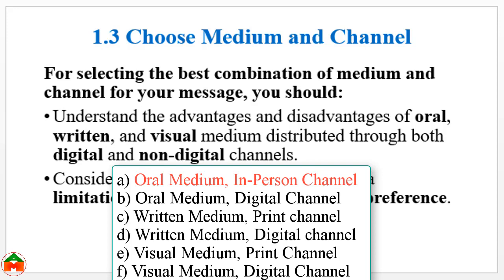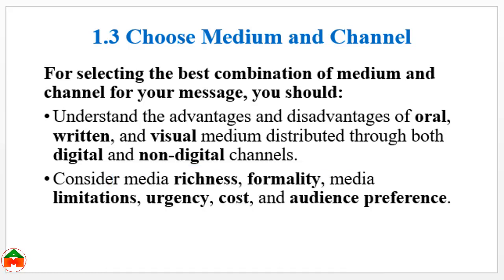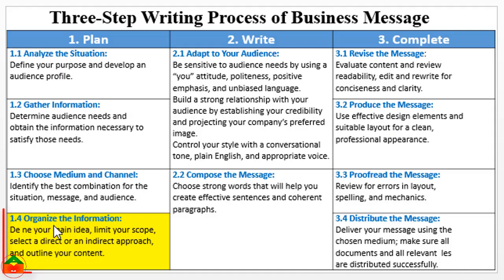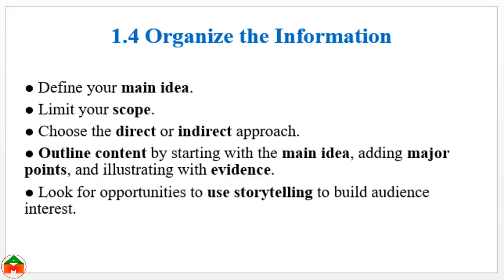They are oral medium and in-person channel. Second one is oral medium, digital channel. Third one is written medium, print channel. Fourth one is written medium, digital channel. Fifth one is visual medium, print channel. And the sixth one is visual medium, digital channel. So we can use this combination. The next activity under the planning is organize the information.